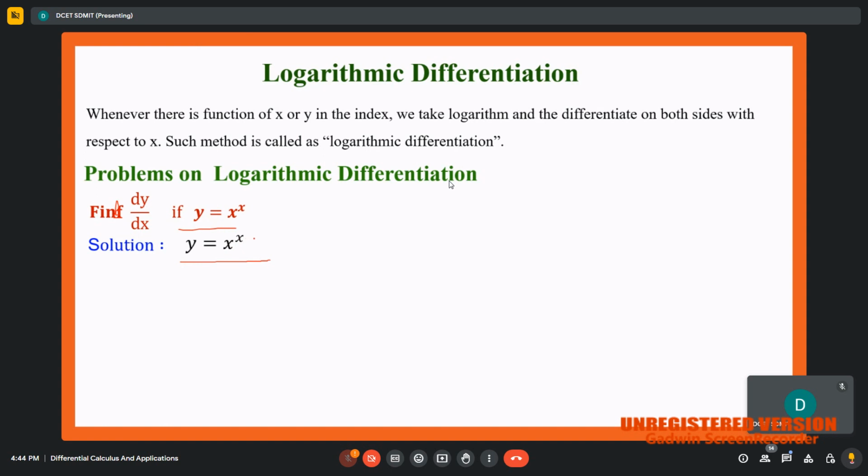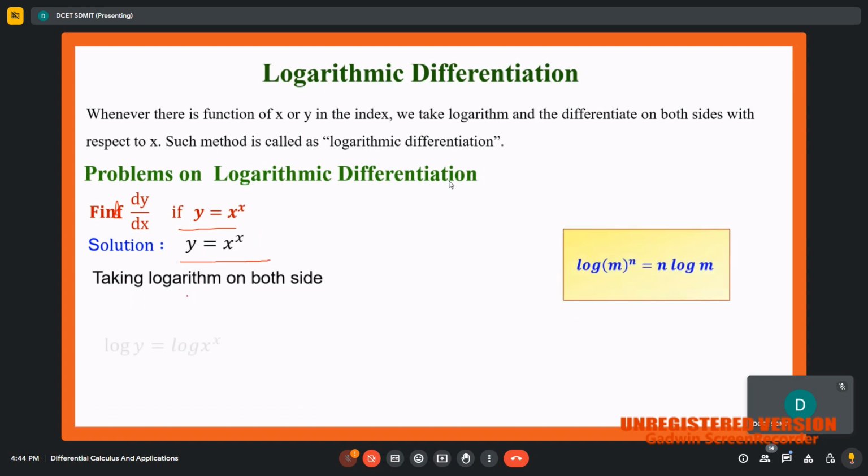So first we have to apply log on both sides. Taking logarithm on both sides, log y is equal to log x to the power of x. Now, what is log m to the power of n? Log m to the power of n is nothing but n into log m. Now, we are applying this power law here. What are we getting? Log y is equal to x into log x.